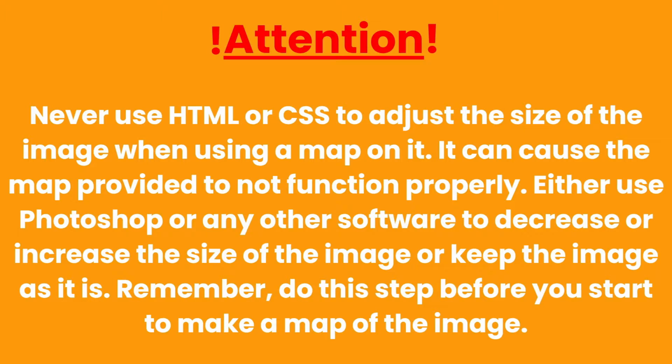Whenever you are making a map of an image, make sure that the size of the image you have taken is accurate and is not changed using HTML or CSS. If you do so, the map will get messed up, and the actual areas won't be identified, and you won't get your satisfying map. So never use HTML or CSS. Either use Photoshop or any other software to decrease or increase the size of the image, or keep the image as it is. And remember, adjusting the size of the image should be done before making the map of it, not after. So keep it in mind.